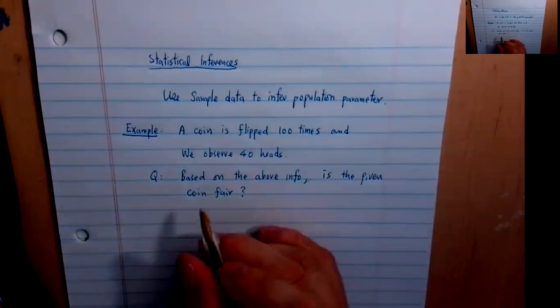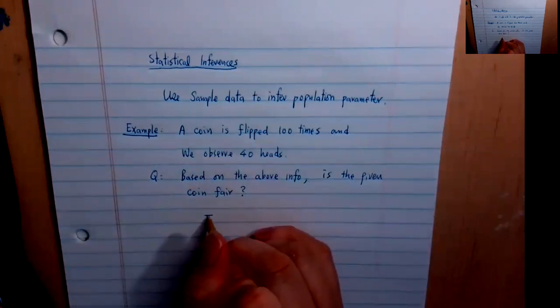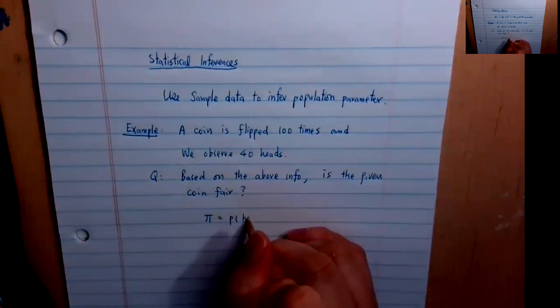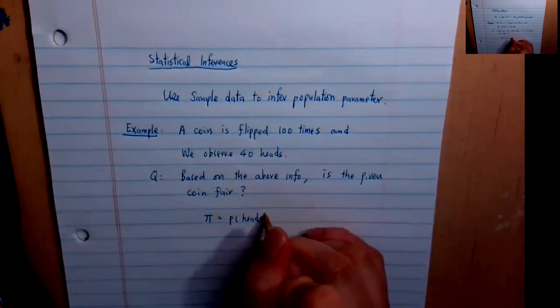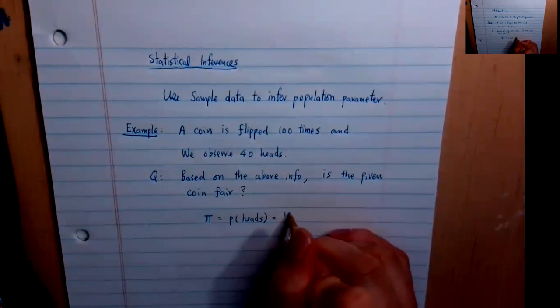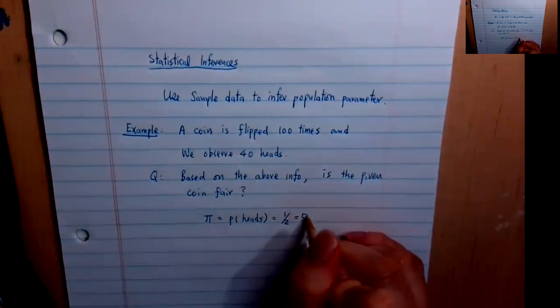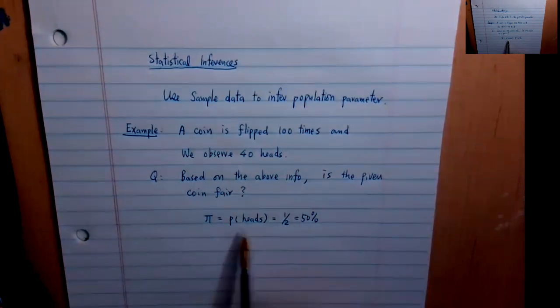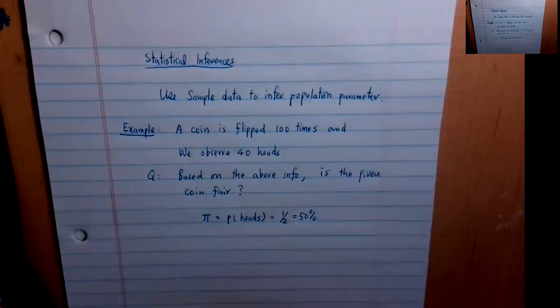What is a fair coin? Say pi is the probability of getting heads, where pi is 50%. The probability of getting heads is 50%. That means we have a 50% chance to get a head. We also have a 50% chance to get a tail. 50-50. So it's a fair coin. Now, what do we have?